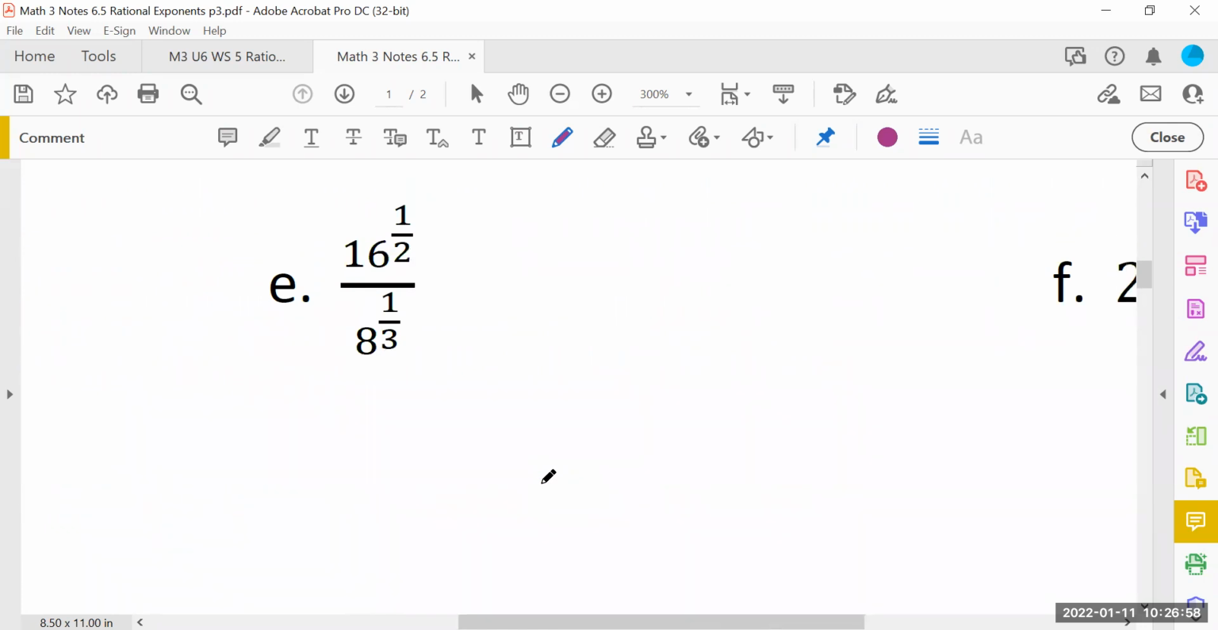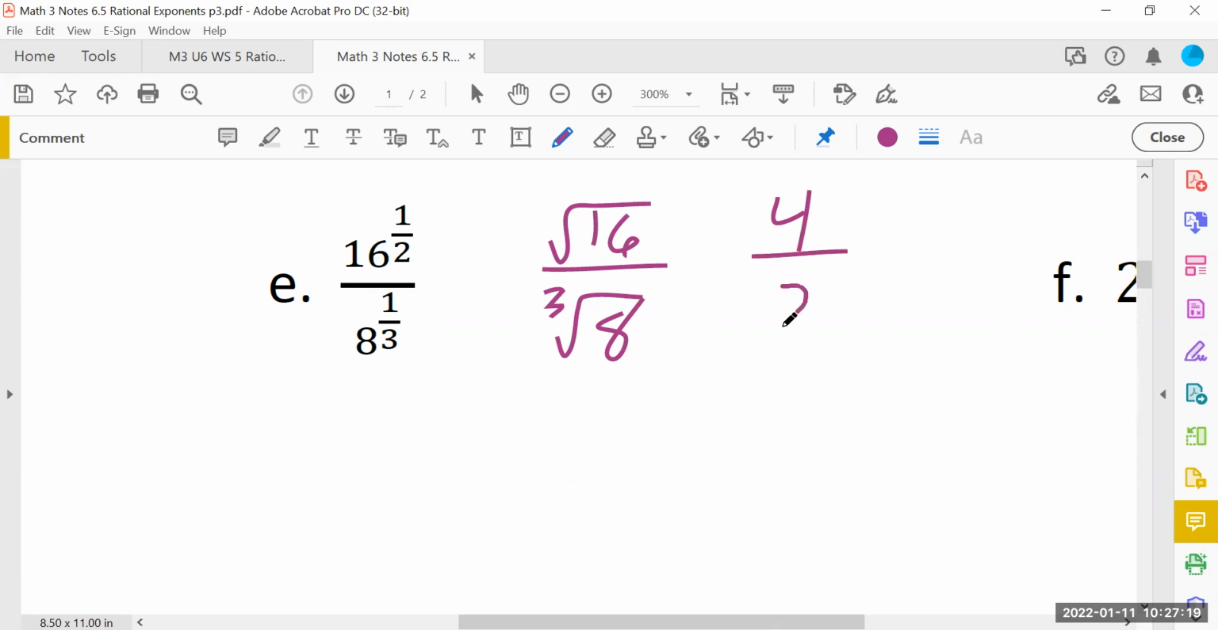this one, there's really only one easy way to do this one. Top, square root of 16. Bottom, cube root of 8. What's the square root of 16? 4. Cube root of 8, right? 8 is 2 times 2 times 2. That's a set of 2's that comes out. 4/2 is 2. Although, why should I break my streak? Let's do this another way.